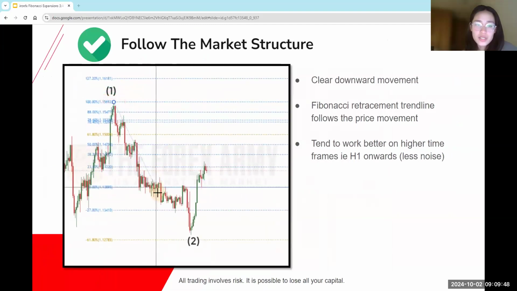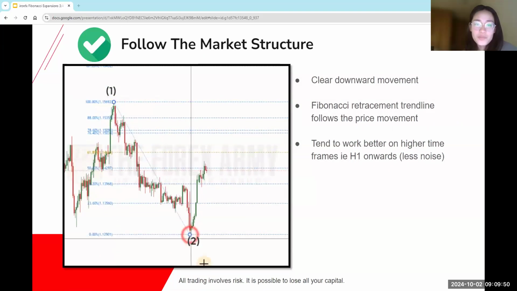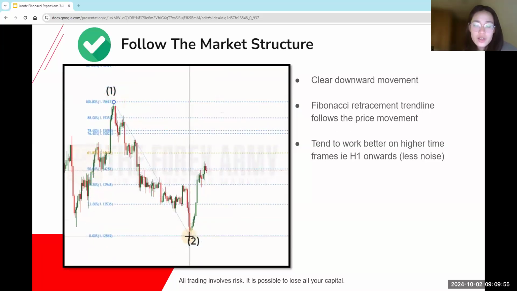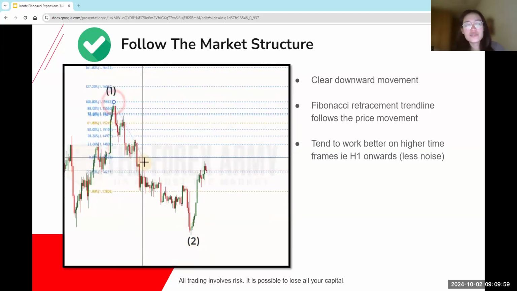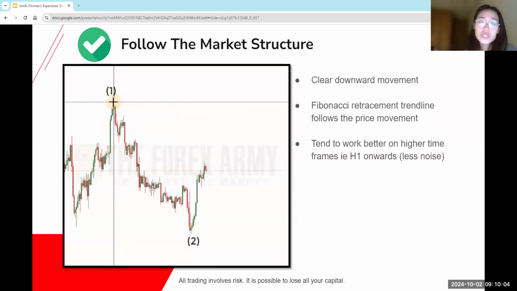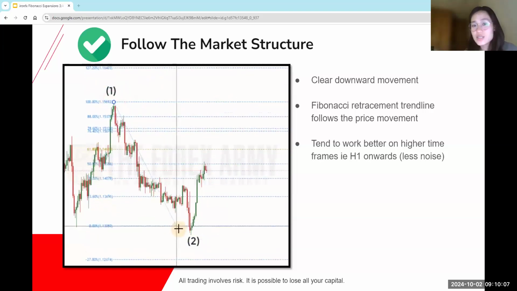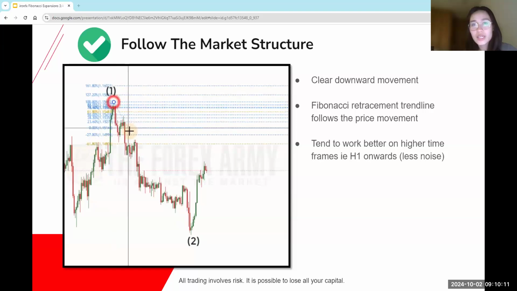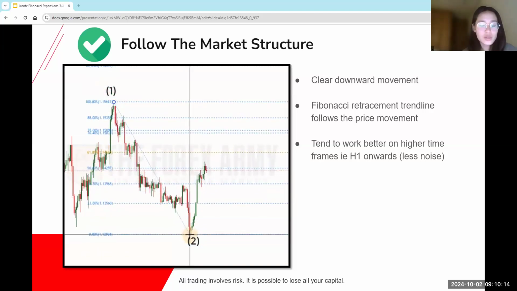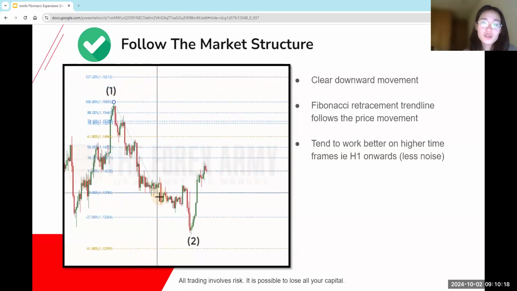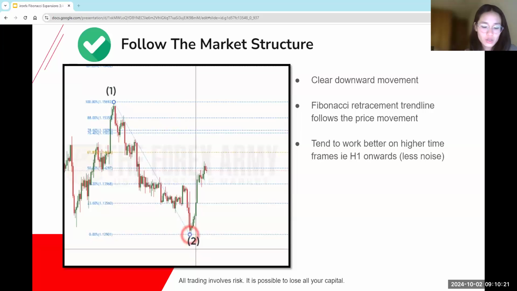Okay, so this is something that we want to look out for. We want to pick market structures with a clear move upward or downwards. We want to follow price movement pretty closely. As a result, this generally works better on higher time frames, so 30-minute onwards, since there tends to be less noise on the higher time frames. We normally will avoid any time frame that's less than 15 minutes anyway, simply because it's a little bit harder to analyze on such short time frames because of the noise.